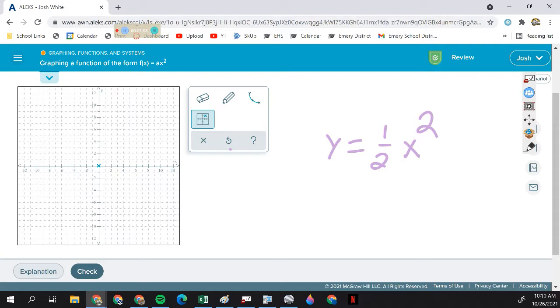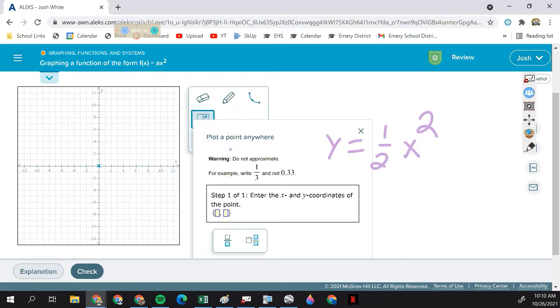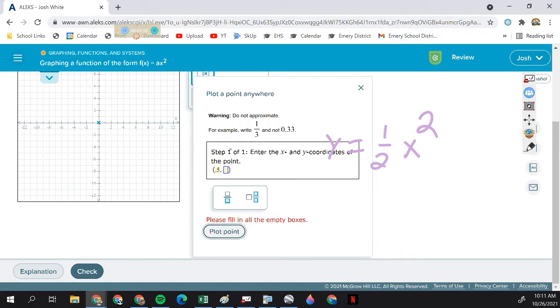Okay, and then I need to do another one. Oh, it didn't work. So 1, 0.5. Is there an enter button or something? Plot point.